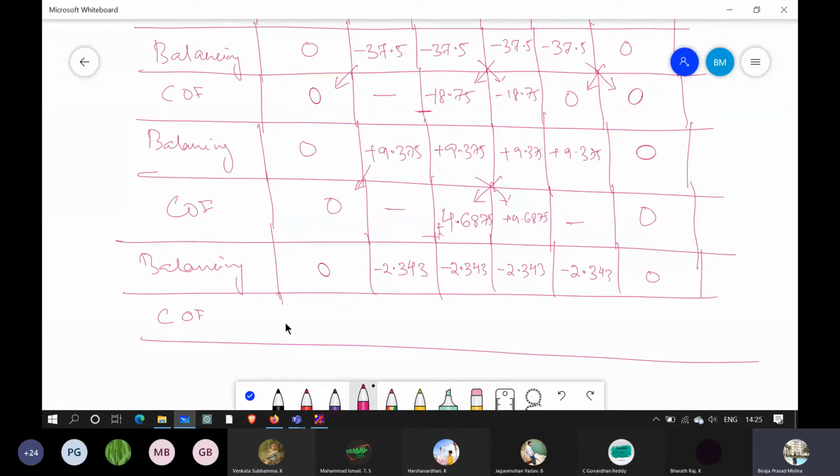We know this is 0, this is 0, this will be nothing, and here it will be half of this one, so minus 1.1715, and this one will again be minus 1.1715. This will be 0. Next one, balancing.